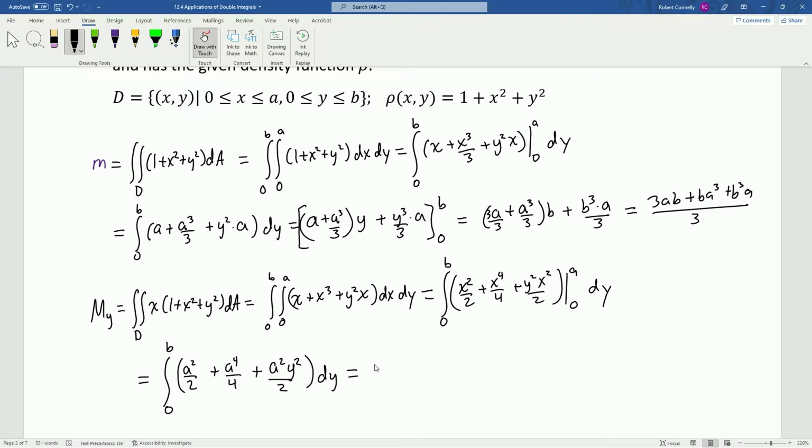Okay, so we can integrate this with respect to y. I could have combined these constants like I did for the mass problem, but it doesn't make a difference in the end. So let's just integrate these with respect to y. We get a squared over 2 times y plus a to the 4th over 4 times y plus a squared times y cubed. I need to divide by 3, but there's already a 2 there, so that becomes 6. And now we need to evaluate this from 0 to b.